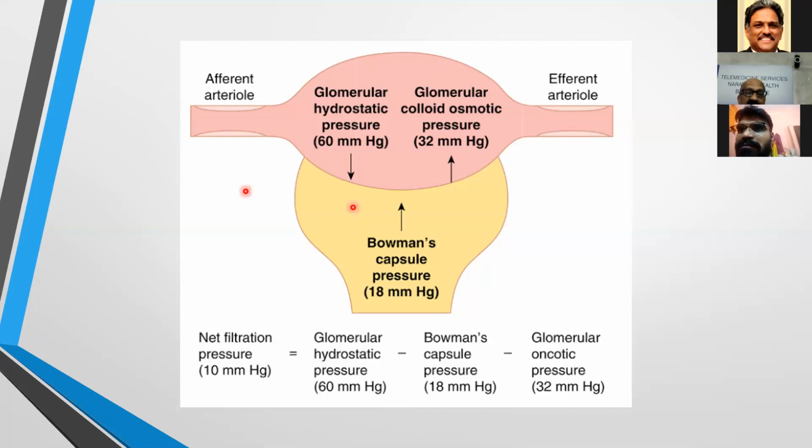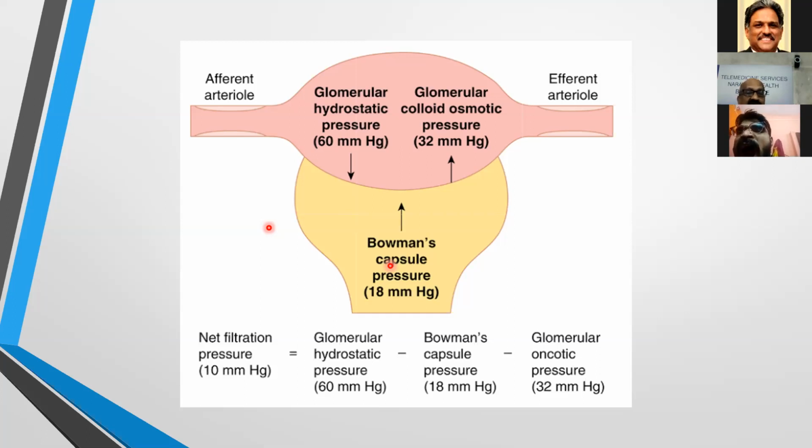And you have the Bowman's capsule pressure and the glomerular colloid oncotic pressure, which are opposing filtration. And these opposing forces and the forward forces balance out and cause the filtration of the blood, leading to the formation of tubular fluid, which undergoes after filtration two other processes called reabsorption and secretion, which leads to the final formation of urine as it reaches the distal collecting ductule.